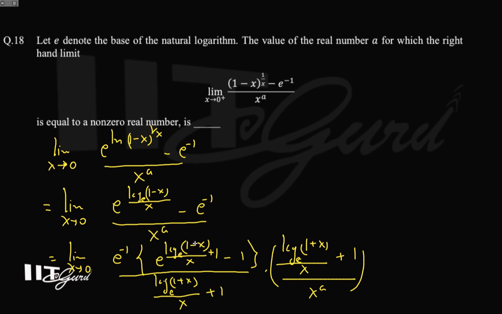Now you see, this part will be 1 also, which we can go for later. But here the question is given: you have to find the value of a, the real value of a for which the right limit is equal to a non-zero real number, meaning the limit exists. You have to show here that the limit will exist.